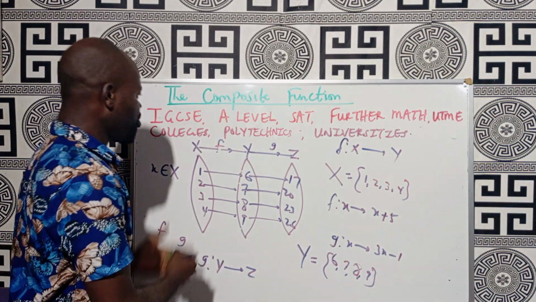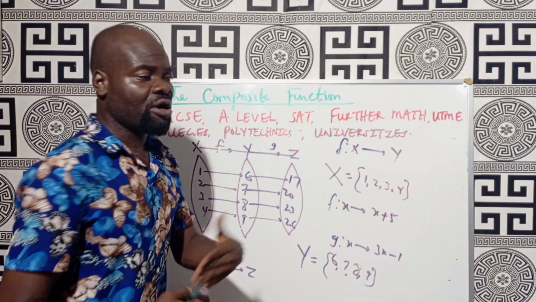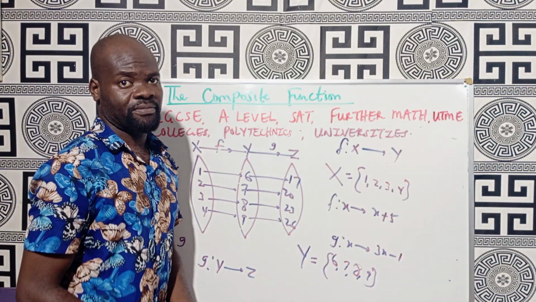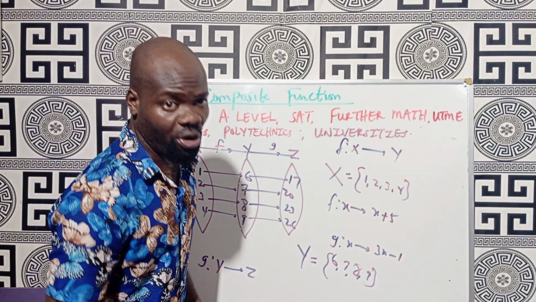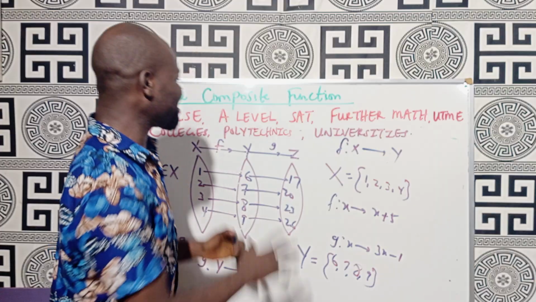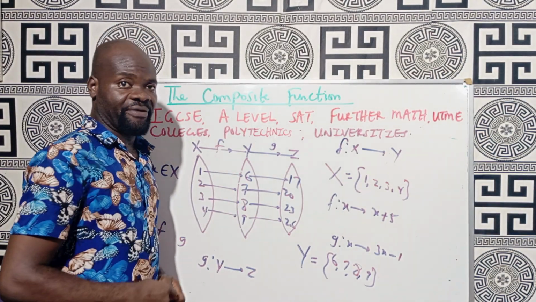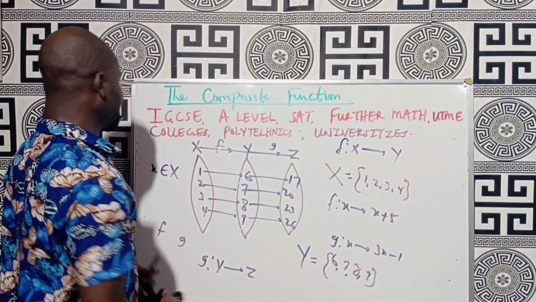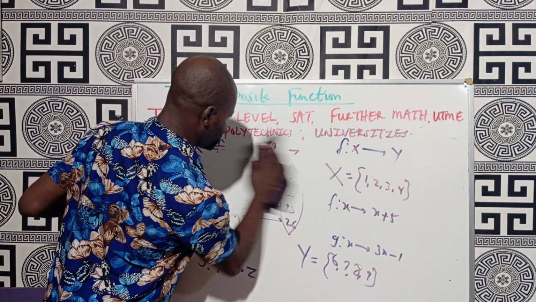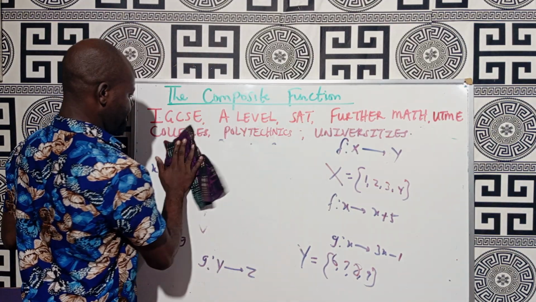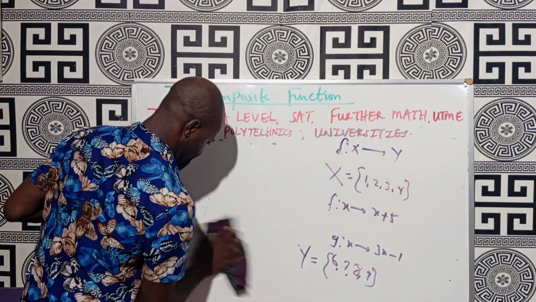So this is function of function, or we call it composite function. Function of function, or what? Composite function. That's the origin of function. Hope you get the idea now. Okay, good. Having known that, let's now move to the next one.